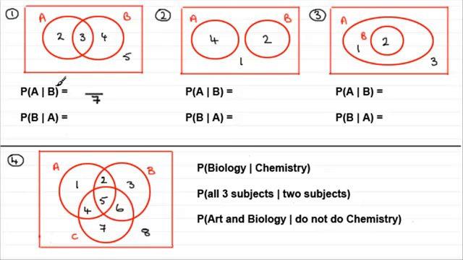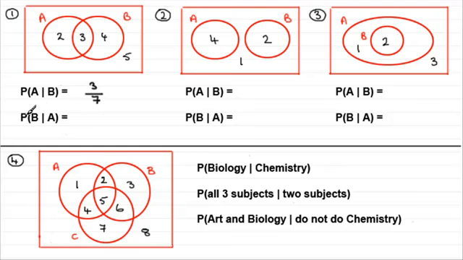Now out of those 7 people, how many do art? And we can see that out of these 7 people, only these 3 people do art as well. Okay, so it's going to be 3 out of 7. Probability that someone does art then, given that they do biology. So given that they do biology, how many do art? 3 out of the people doing biology.